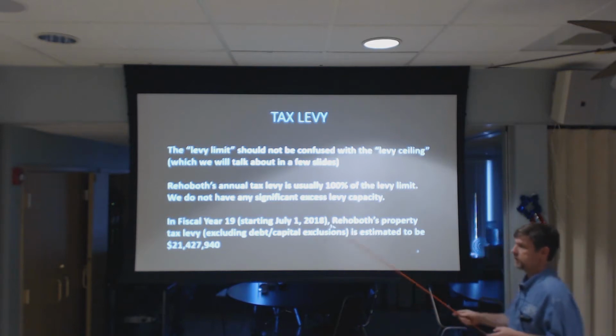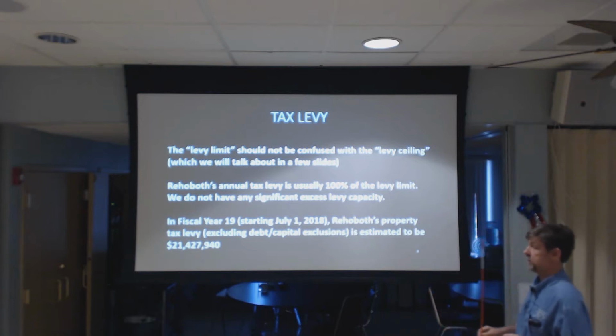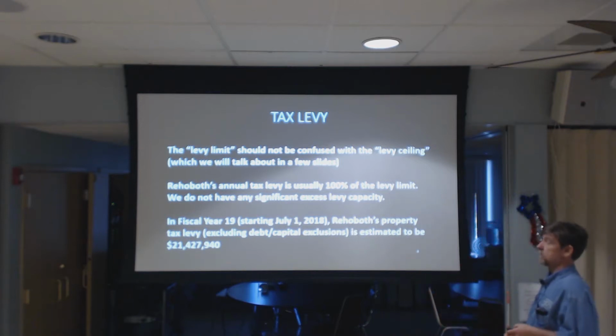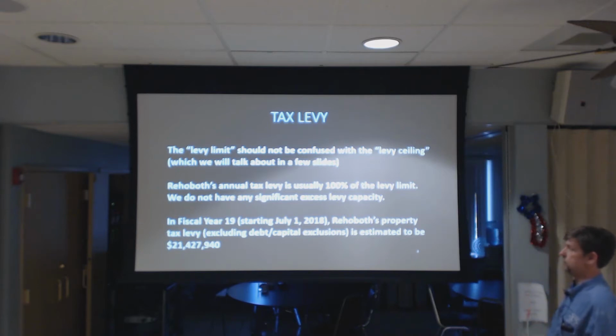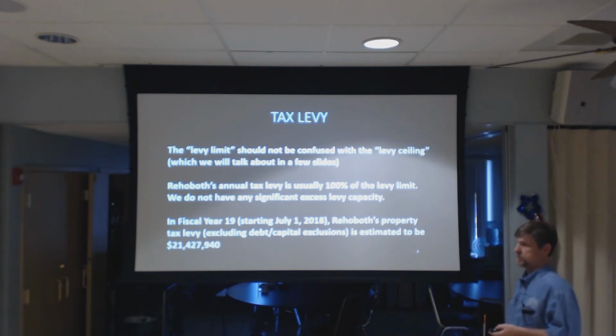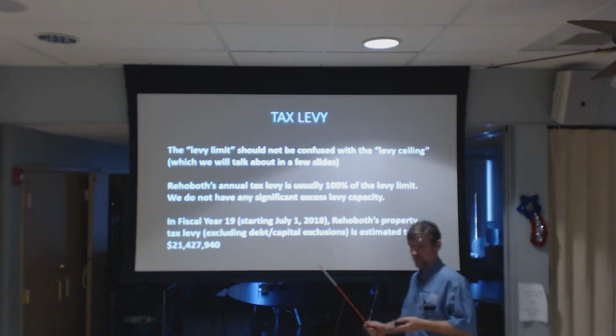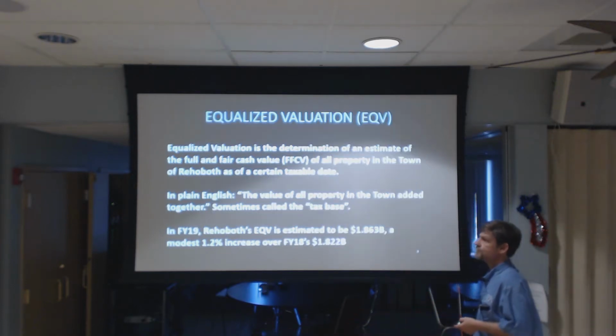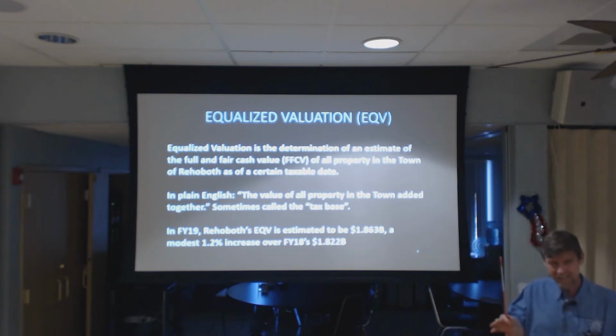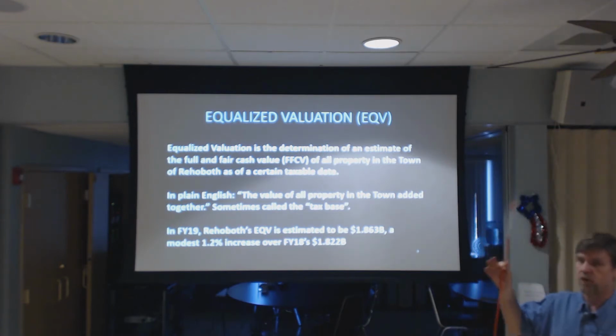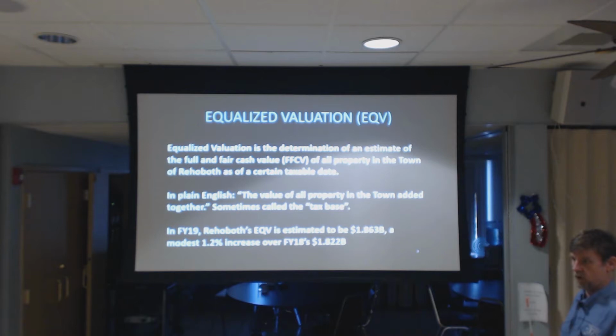In fiscal year 19, which just started on July 1st, our property tax levy, which excludes the debt exclusion and capital exclusions, is estimated to be just shy of $21.5 million, $21,427,000. That's what the tax levy is. That's how much we can raise in terms of property tax.